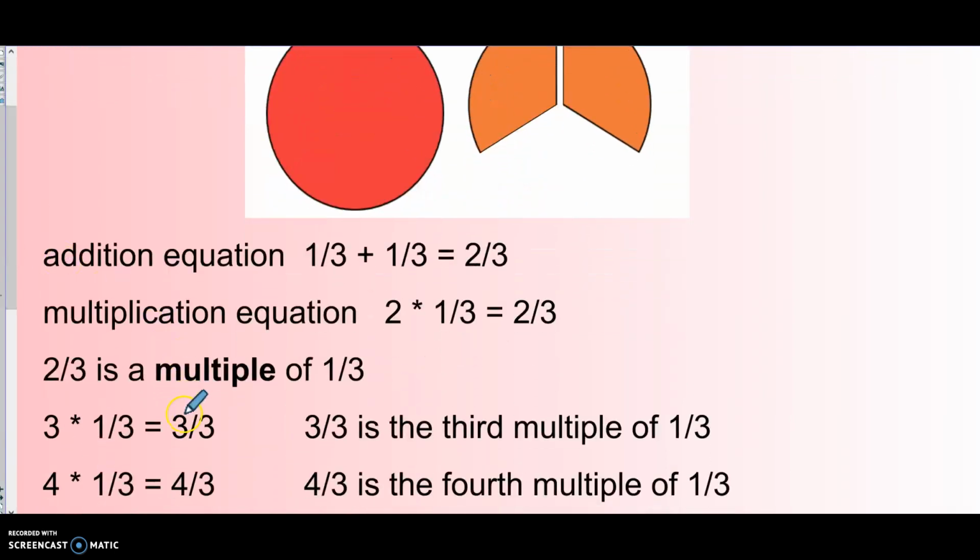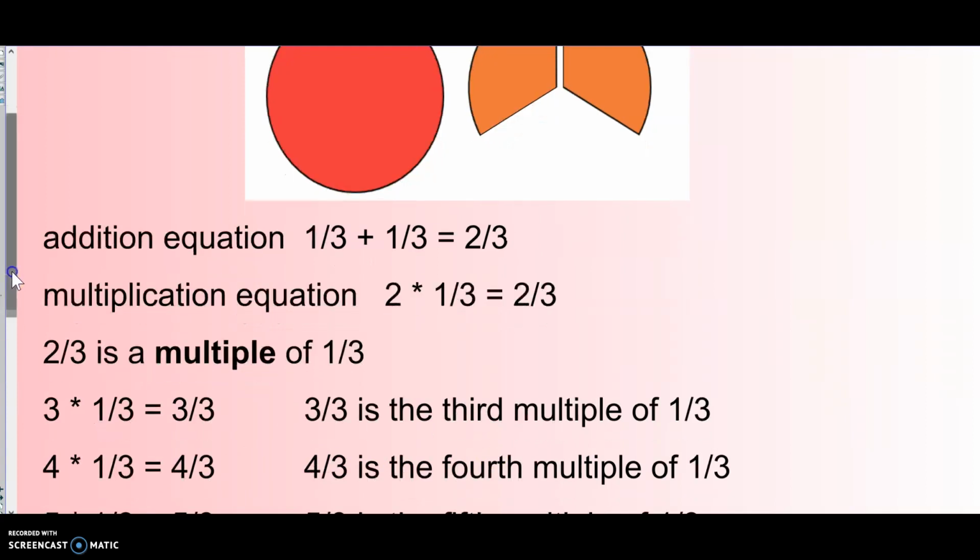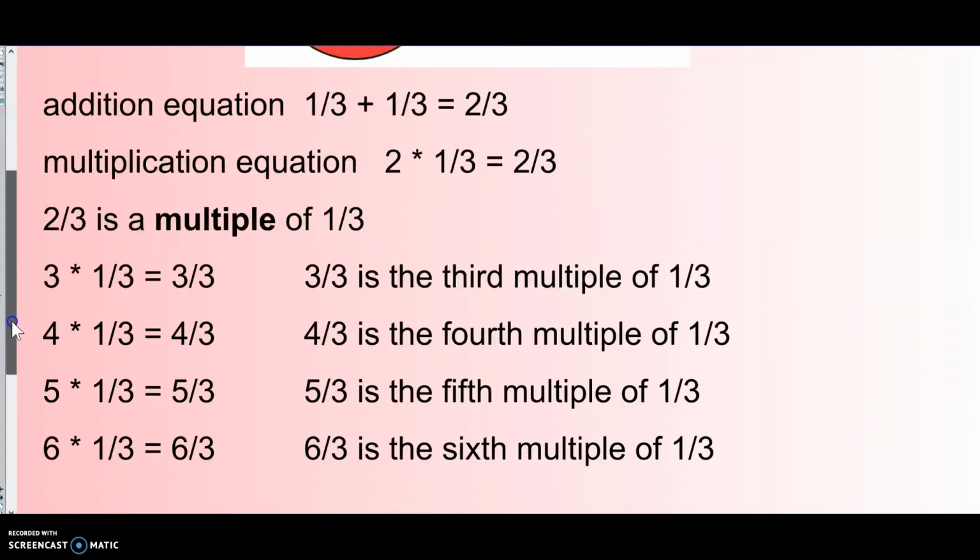3 times 1/3 equals 3/3. 3/3 would be the third multiple of 1/3. 4 times 1/3 equals 4/3, and 4/3 is the fourth multiple of 1/3, and so on.